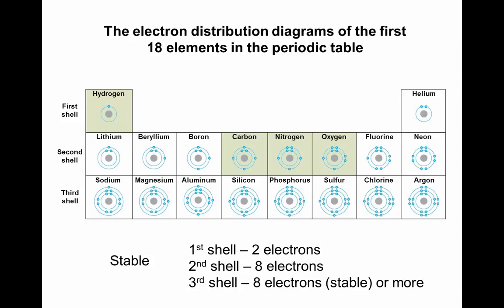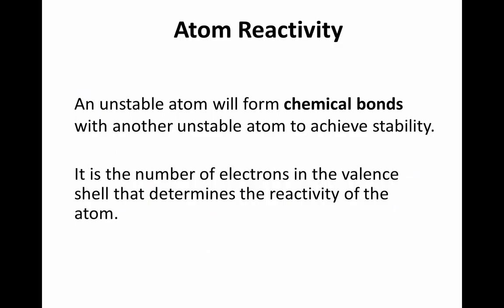Helium, with 2 electrons in its valence shell, is stable. Taking a look at carbon, it has 2 electrons in the first energy shell and only 4 electrons in its valence shell, so carbon is an unstable atom. Looking at neon, having 2 electrons in the first shell and 8 electrons in its valence shell, is stable. The unstable atoms, such as hydrogen and carbon, will want to form chemical bonds with other unstable atoms in order to achieve stability. Therefore, it is the number of electrons in the valence shell that will determine the reactivity of the atom.